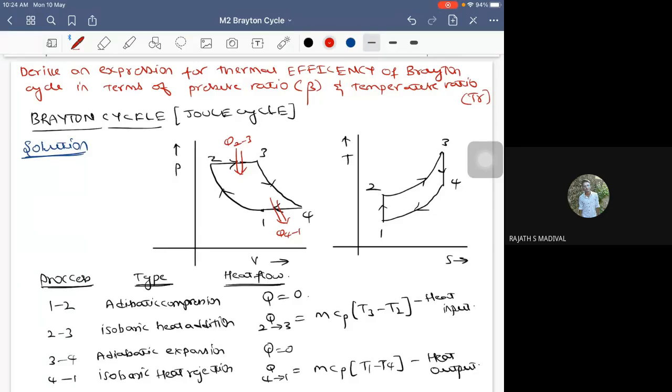Now, name the 2 processes where work interaction takes place. Major work interaction. One is compressor work, correct? So this is the major work here. So you're working on the system, that is compressor work, and other work you're getting out of the system is your turbine work. Got it? So 2 major work interactions are what? One is compressor work and other is the turbine work. Okay. Now, what are the 2 major heat interactions? One is heat addition, Q2 to 3, and other is heat rejection, Q4 to 1. Clear? Any doubts in this? No, sir. Okay. Let us move further now.